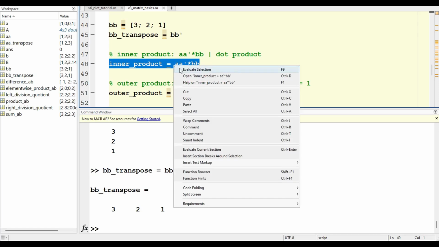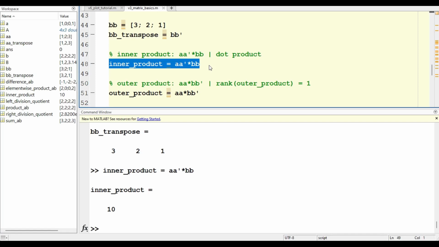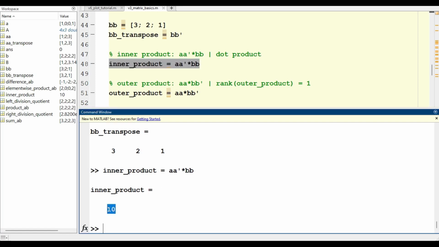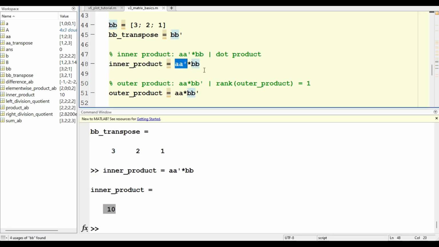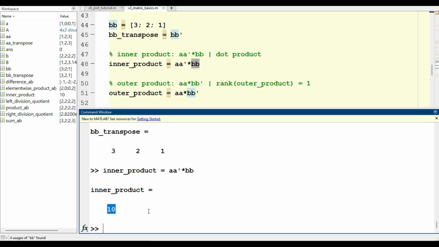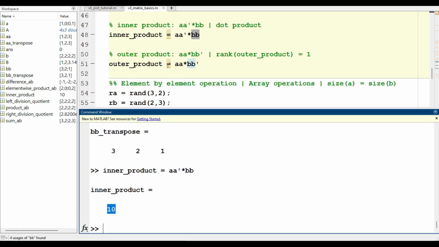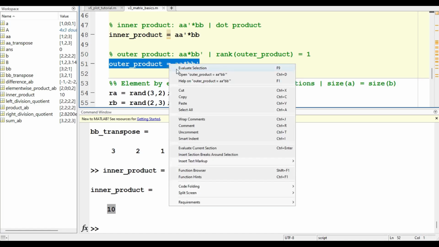That is vector A transpose multiplied by vector B. If we evaluate this particular inner product, we know that the output of an inner product is going to be a scalar, and we are getting the same thing. So what is happening is a 1 cross 3 matrix is getting multiplied by a 3 cross 1 matrix. So by the rule of multiplication, it will give us a 1 cross 1 matrix, that is a scalar value, which is 10.